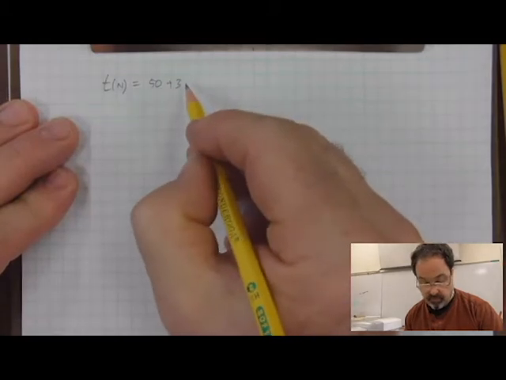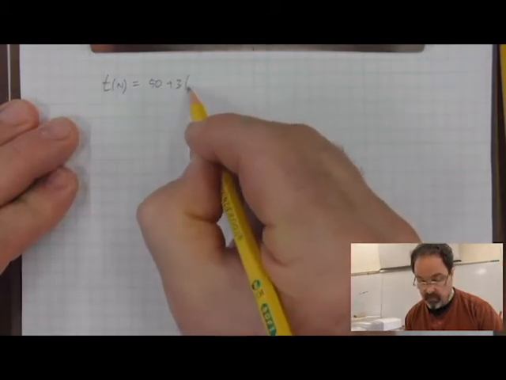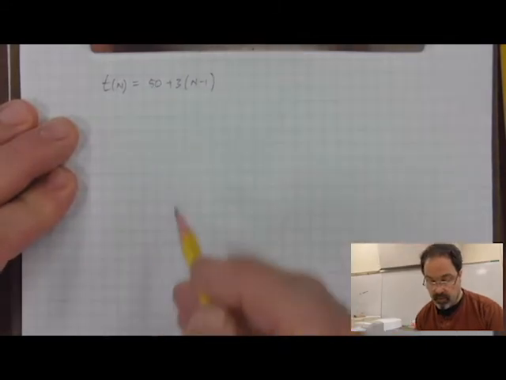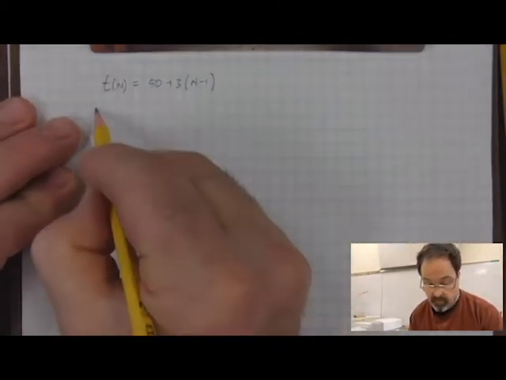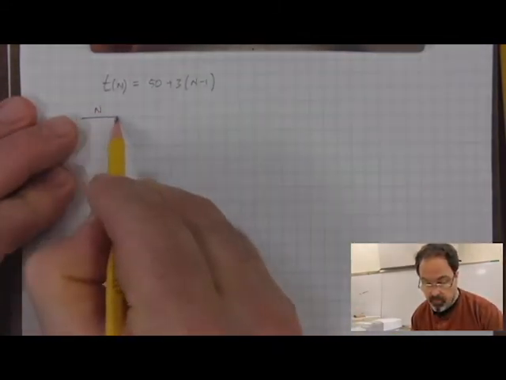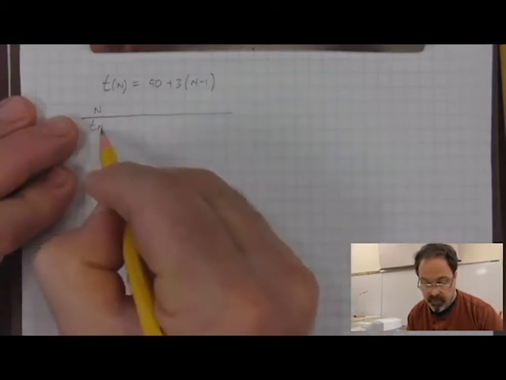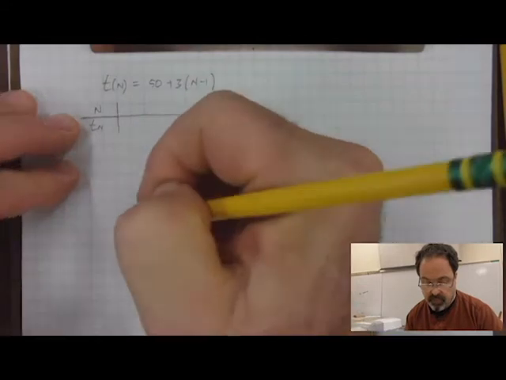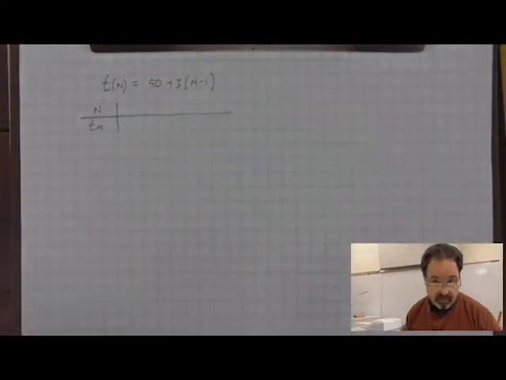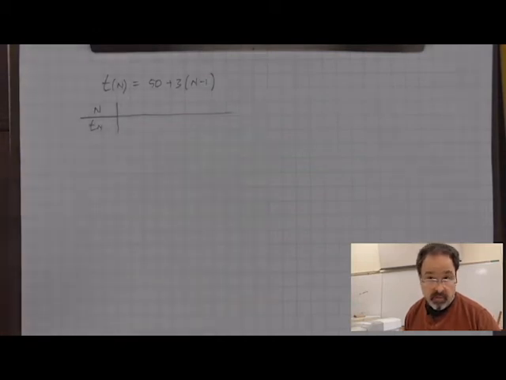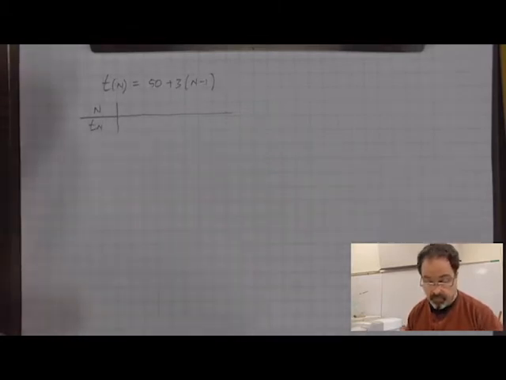T of n is equal to 50 plus 3 times n minus 1. With it, we can make a table where we choose values of n and use the equation to find the value of the term at that position n. N is the position number in the sequence. T sub n stands for the value of the nth term.